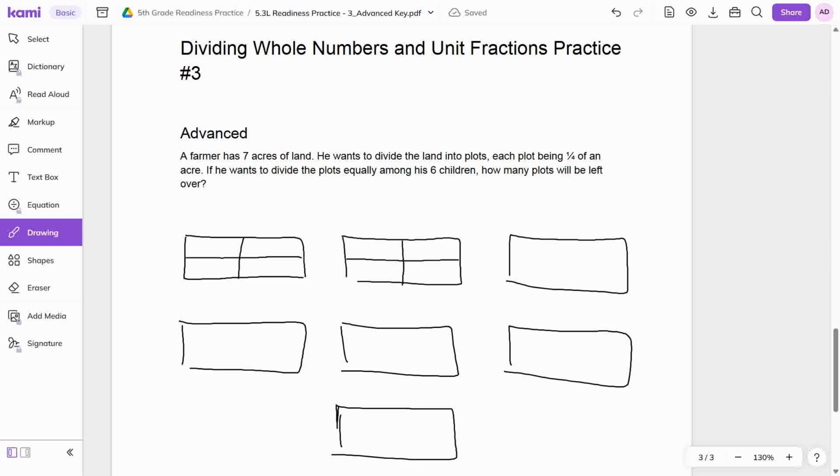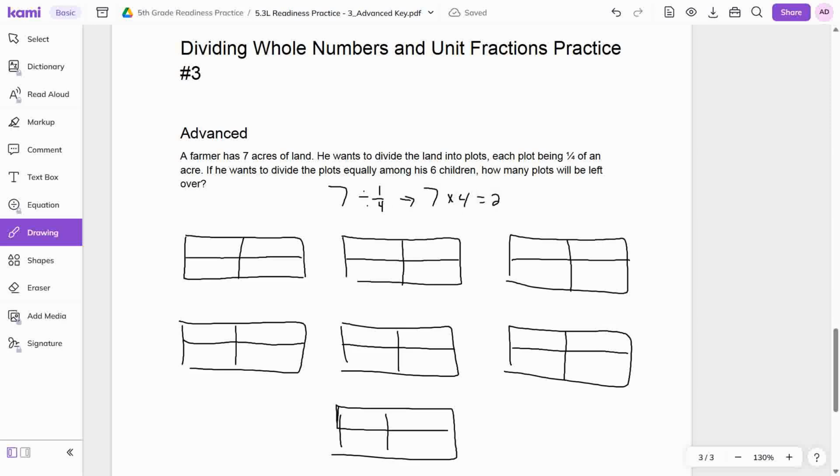So right now what I did is I took my 7, and I'm going to divide that by 1/4. Now remember, when we divide by 1/4, it's the same as multiplying by the reciprocal, since they're inverse operations. So really that's the same as 7 times 4. So I've got 28 pieces of land. Now I need to divide that equally among 6 children. And as you know your multiplication facts, those don't go evenly. But the question is, how many pieces are going to be left over?